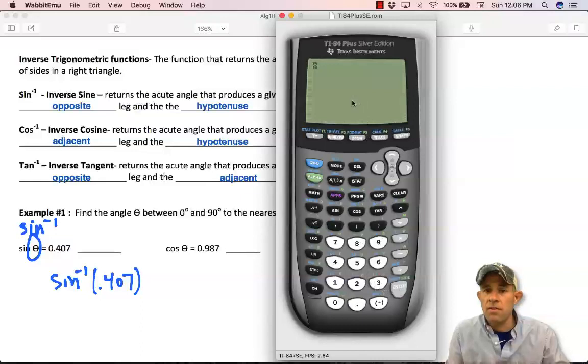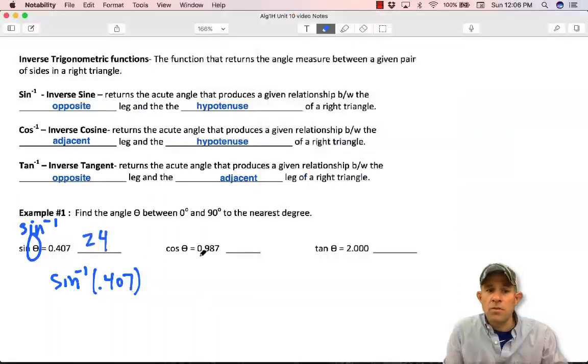Right above it is the inverse sine. So if I hit second function sine, I now have sine to the -1. And I'm just simply going to type in my 0.407, close up my parentheses, hit enter, and I get 24 degrees. So 24 degrees is the measure of the acute angle that produces an opposite leg that is 0.407 the length of my hypotenuse.